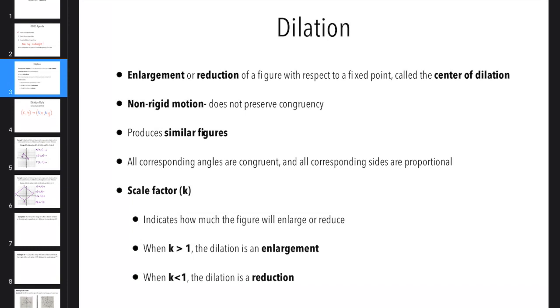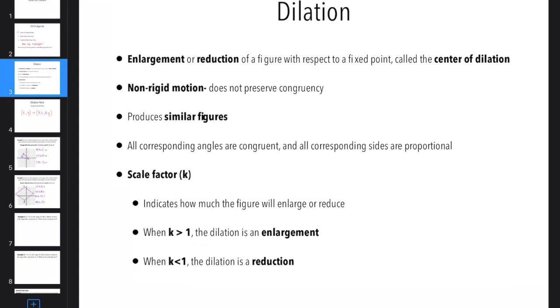In a dilation, figures will get bigger or smaller at a certain rate. That rate is known as our scale factor, and it's given the variable k. It indicates whether a figure enlarges or reduces. If your k value is greater than 1, it's an enlargement. If your k value is less than 1, it's going to be a reduction, and that less than 1 will be given as fractions. It's not necessarily those two, but that's just an example.